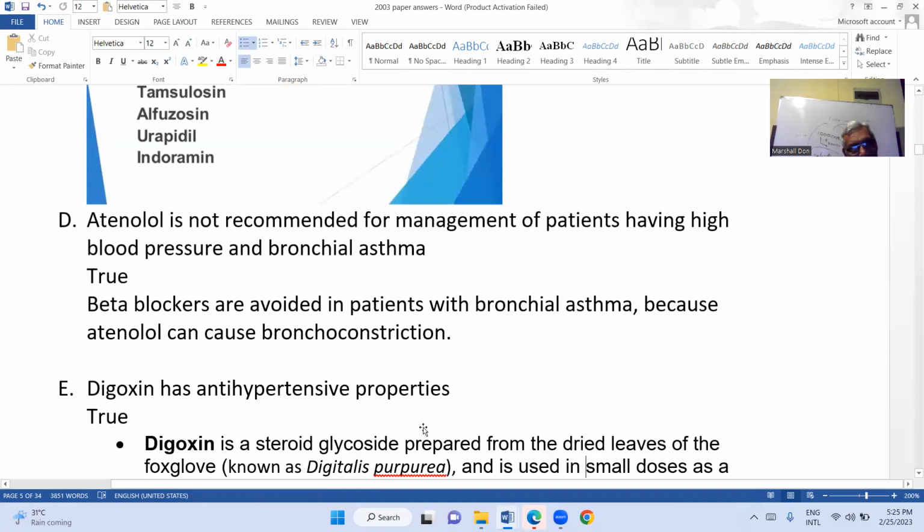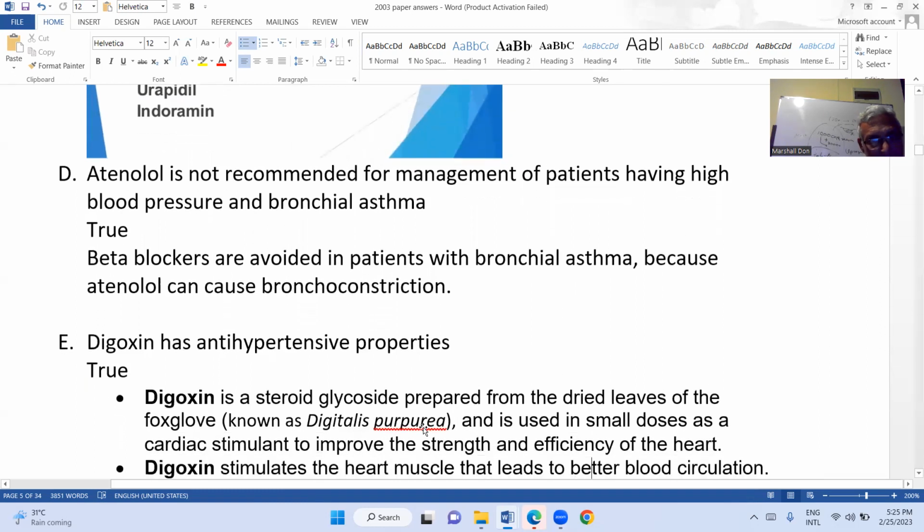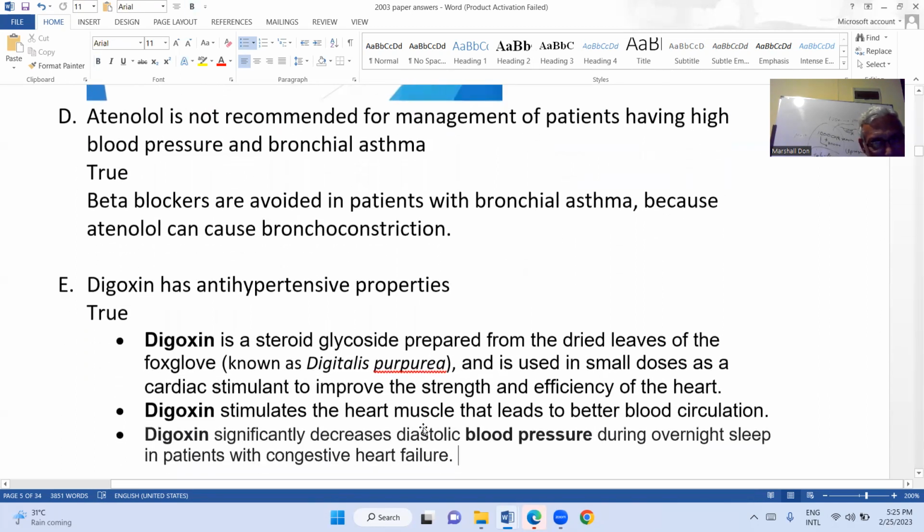D. Atenolol is not recommended for management of patients having high blood pressure and bronchial asthma. True. High blood pressure atenolol can be given, but not when they have bronchial asthma. It was mentioned in the previous one. It would have been explained in the 2002 paper.